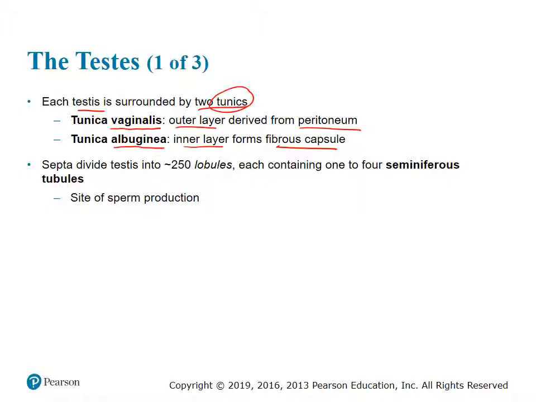So after the internal layer, the albuginea layer, we've got what we call septa. A septa is kind of a division of a testis, and it starts to divide itself into what we call lobules. There are actually about 250 lobules, and each one of those lobules contains from 1 to 4 seminiferous tubules. And this, in fact, is the place where we have sperm production. So the seminiferous tubules is the place where you're having sperm production.